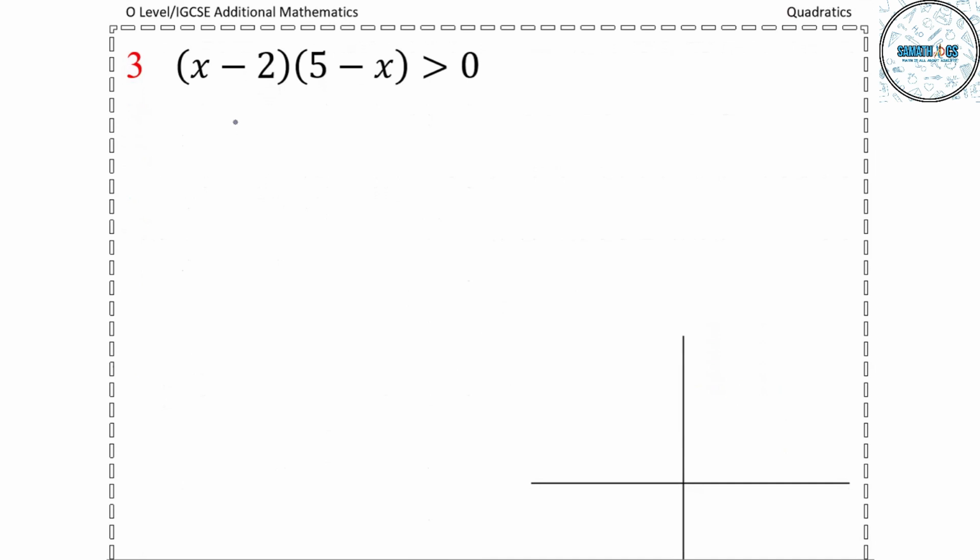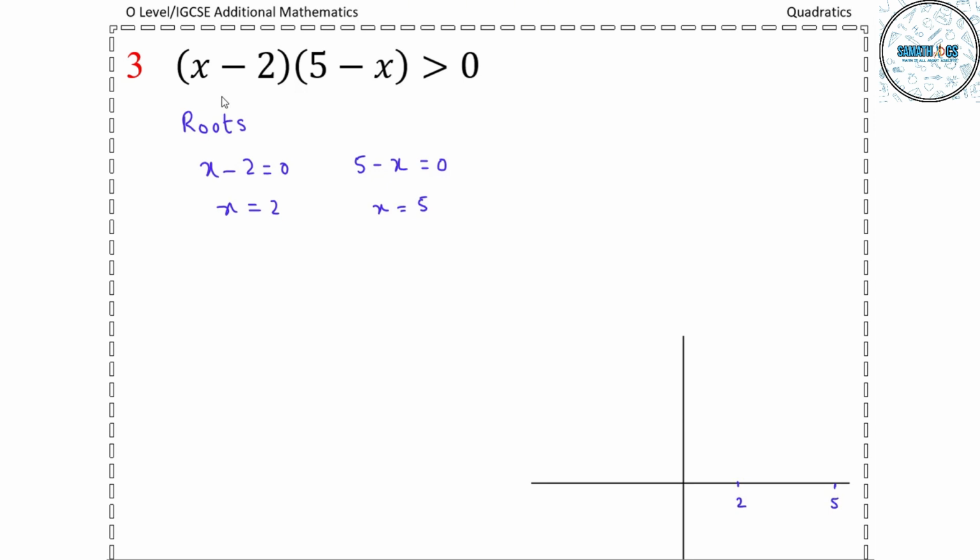Let's do another example. In this case, it's already in factorized form. We just have to take out roots. We have to sketch the graph and then write down the solution. For roots, we have to equate x minus 2 to 0 and 5 minus x to 0. Then we have x is equal to 2 and x is equal to 5. Now we'll mark these points on the grid. We have 2 here, we have 5 here.